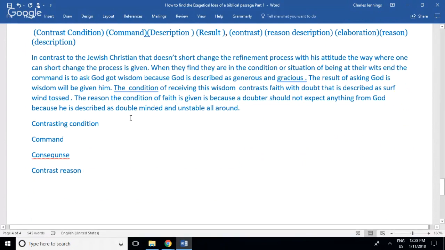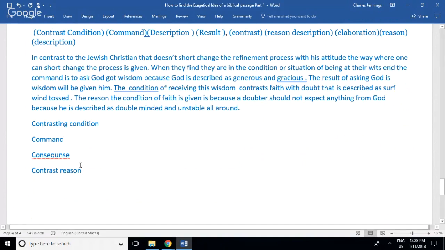Because the condition or contrast is that when a person lacks wisdom, they need to ask of God. That's the command, to ask of God. And the consequence of that is that if they ask in faith, then God will answer them and they will hear that. And the reason that it must be according to faith is because a person that doubts is unstable in all their ways. So that's it.